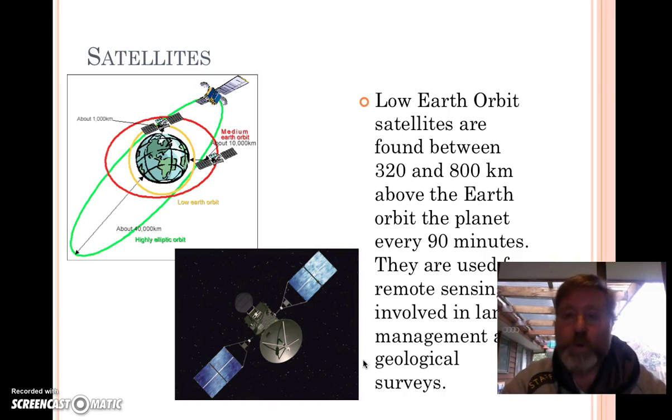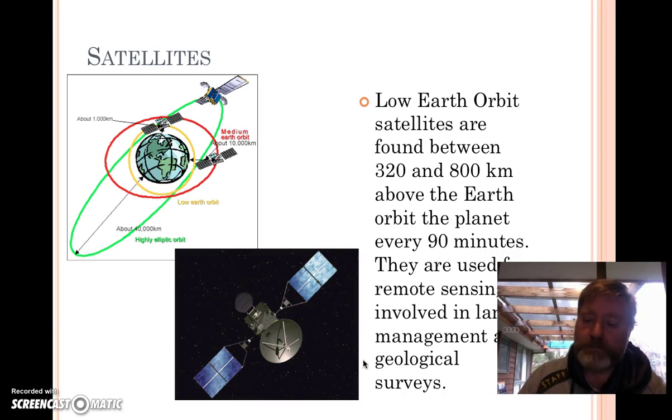We have low Earth orbit satellites. So low Earth, 320 to 800 Ks. And they're zipping around. They go around every 90 minutes. Very good for land management and geological work because they can sense the details of the land really well. They've revolutionised our understanding of the planet itself.